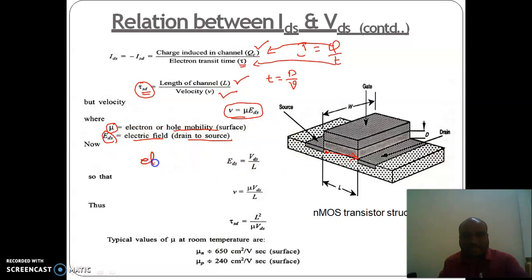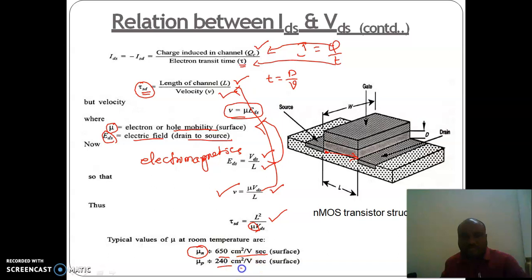From our basic electromagnetics, we know that the electric field EDS is voltage per unit distance, that is VDS by the channel length L. Substituting this in the velocity equation, we get velocity equals mu into VDS by L. So substituting this for our transit time, tau SD is L square by mu into VDS, where the value of mu is typically 650 centimeter square per volt second for electrons and 240 centimeter square per volt second for holes.